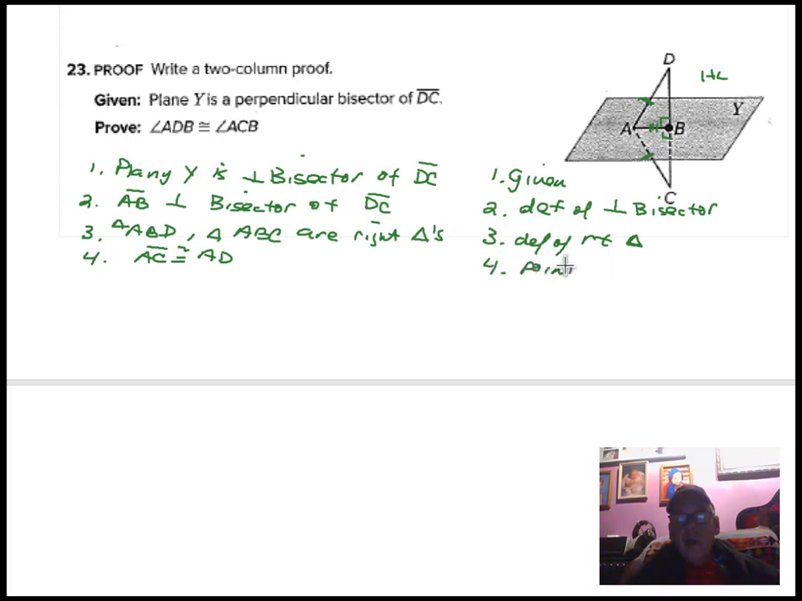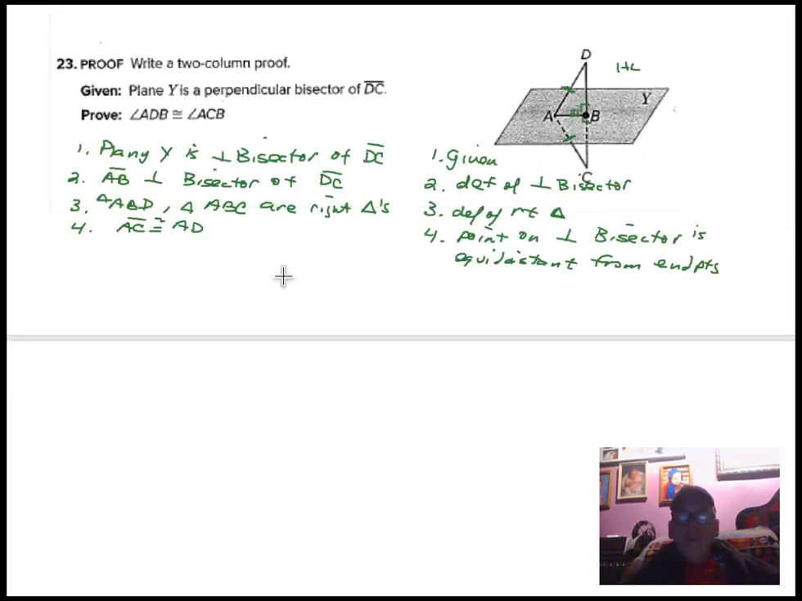Point on perpendicular bisector is equidistant from endpoints. Step 5, AB is congruent to itself, reflexive property.